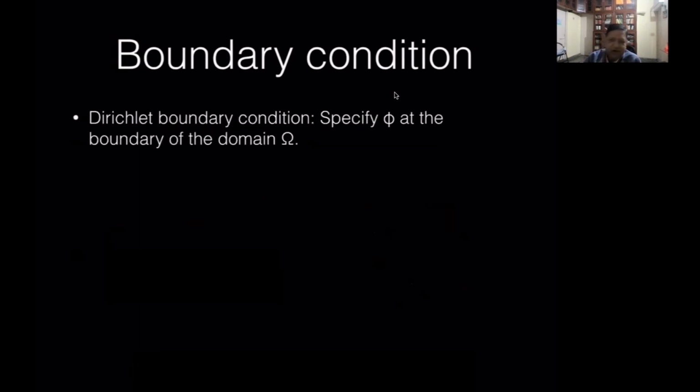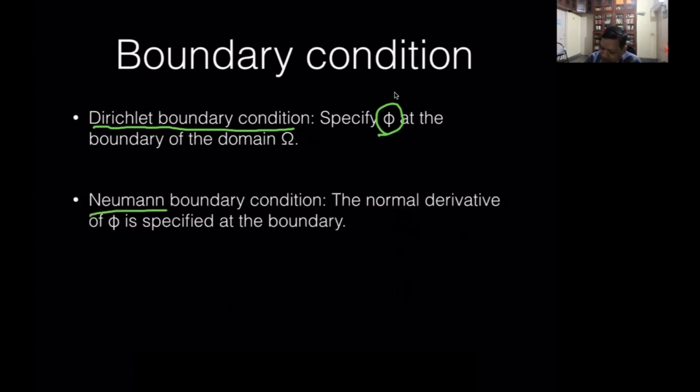So boundary condition. Laplace equation and Poisson equation are basically boundary value problems. We need to specify the potential phi on the boundary, and if we do that, it's called Dirichlet boundary condition. So you specify phi at the boundary. Second, Neumann boundary condition, where we do not specify phi, but we specify the normal derivative of phi. This is the wall. How does phi vary when you go in the perpendicular direction? We also write it as d phi by dn.